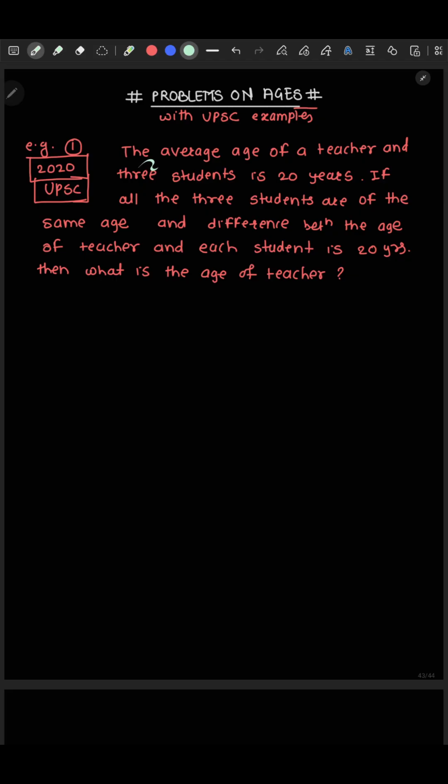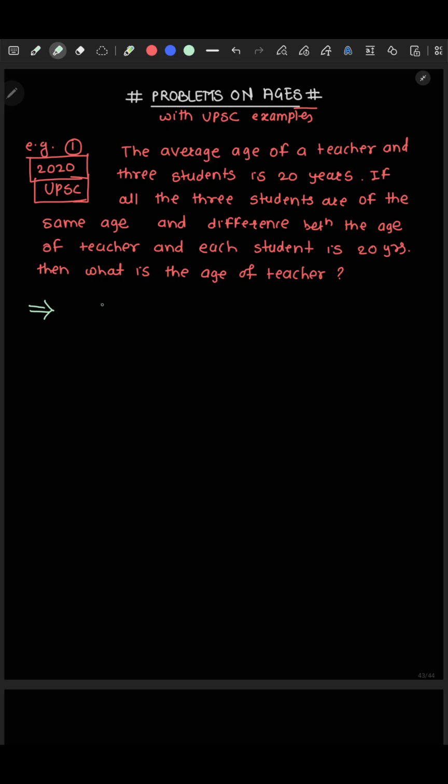So first I will read out the problem statement. The average age of a teacher and three students is 20 years. If all the three students are of the same age and the difference between the age of the teacher and each student is 20 years, then what is the age of the teacher? This is a CSAT problem from the UPSC examination. I'll not put the options for now because we need to understand the method of solving first.